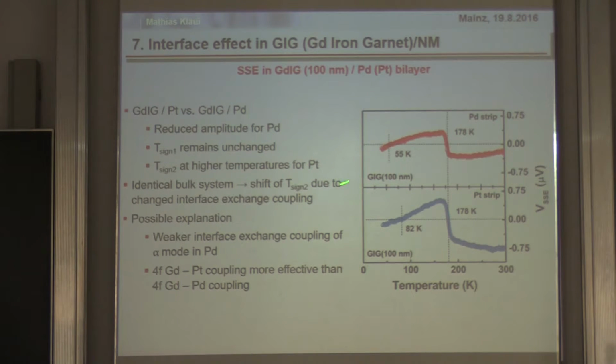So now let's compare that. You see here at palladium we have a lower compensation, a lower sign change than at platinum, and that means there's a weaker interface exchange coupling for the alpha mode in palladium compared to platinum, and this could mean that there is a more effective gadolinium-platinum coupling than gadolinium-palladium coupling, because really the beta mode, the higher energy mode, is the one that's primarily dominated by the gadolinium. So this is a nice thing about gadolinium iron garnet, because we can probe the alpha mode and the beta mode kind of separately and at least semi-quantitatively understand which of these modes goes across which interface better.